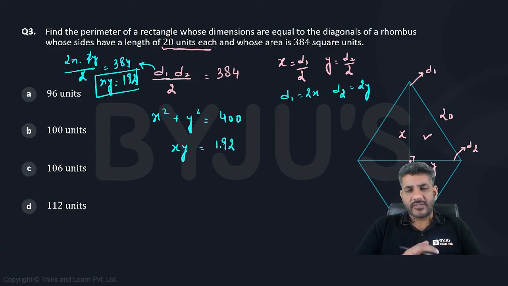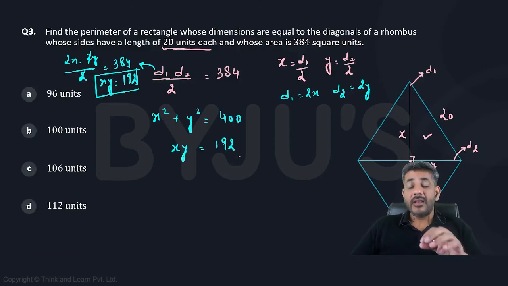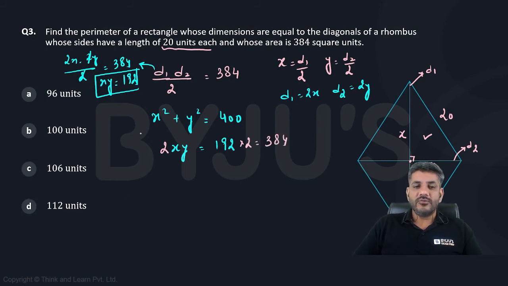What do we do after this? Such a question has appeared in CAT before, where exactly these two kinds of equations formed. What do we do in such cases? A very important point at this stage I would tell all of you: we all know x square, y square and 2xy have a relation. x square plus y square plus 2xy, x square plus y square minus 2xy. So if I just multiply by 2 on both sides, I would have 2xy, and into 2 this side as 384.